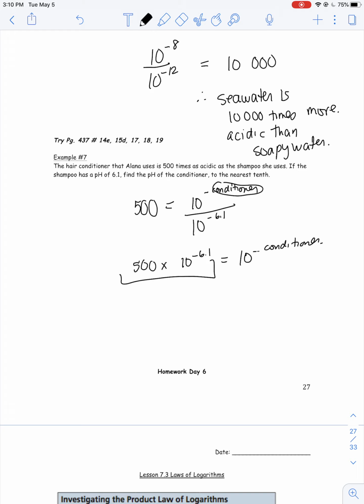Okay, so once we have that, we can put this part into our calculator. So 500 times 10 to the power of negative 6.1. So we know that that would be equal to 3.97 times 10 to the power of negative 4.